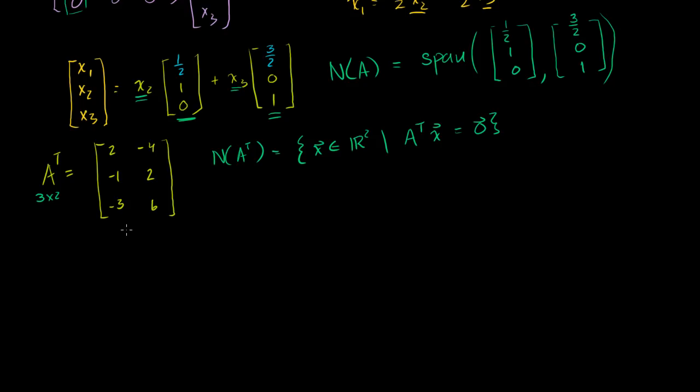So let me just put it in reduced row echelon form. Let me divide my first row by 2. Let's divide the first row by 2.